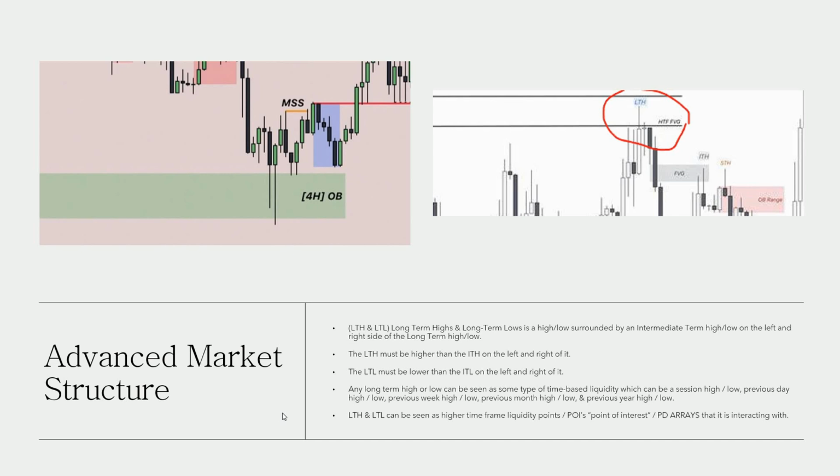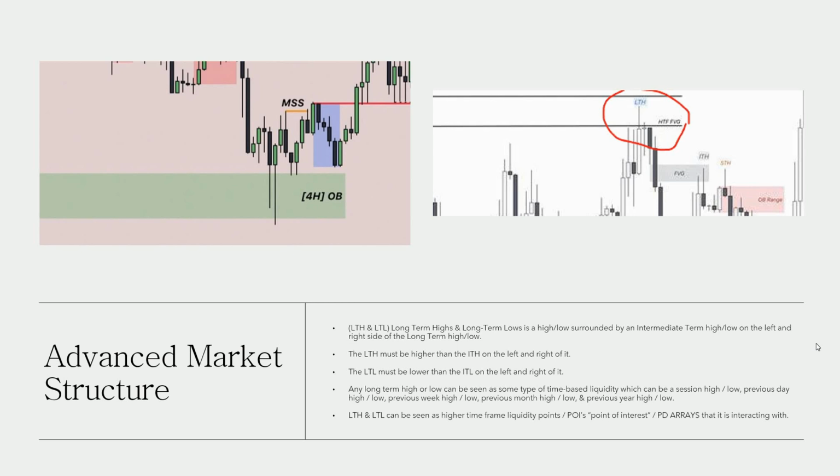Long-term highs and long-term lows can be seen as higher time frame liquidity points, otherwise known as POIs, which is a point of interest, or a PD array that it is interacting with, which is what we would go over in another video. Okay? So, I know that you guys might be confused, but I need you guys to write this down. Okay? So if you need to pause the video on any of these slides, make sure you pause it and write it down while I'm explaining it to you guys. So let's dissect this. Long-term highs are going to be the most confusing for people. Okay?